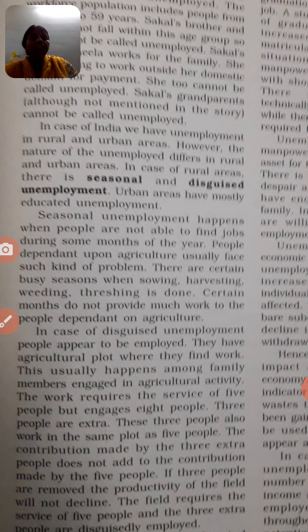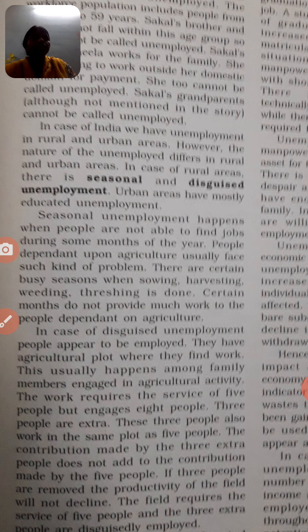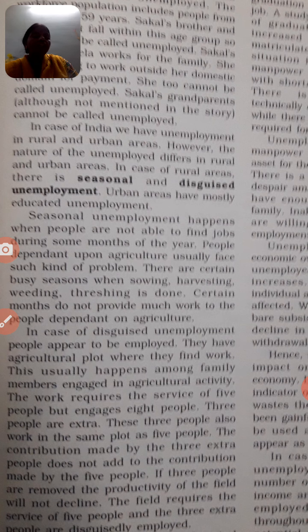We have seen that in the busy season the workers get work, with activities like sowing, harvesting, threshing, and weedicide. In some months they do not get regular work, and that is why they migrate or search for work in other sectors, other areas, or whatever other work is being done in the village. The second type of unemployment is called disguised unemployment. In disguised unemployment, it appears that people are working, but actually they are not.